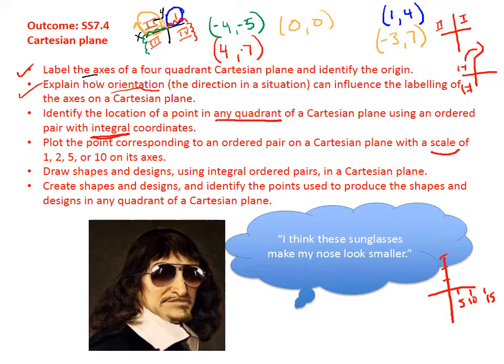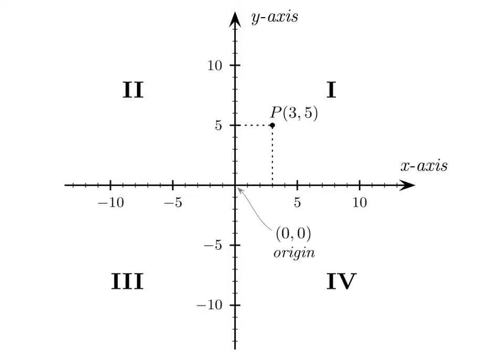And so if I wanted to plot a 3, I know it's somewhere in there. So sometimes your scale isn't with ones. And then the fun part of Cartesian planes is that you can draw shapes and designs. So here is all that information in one nicely labeled chart.